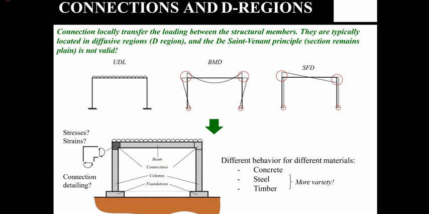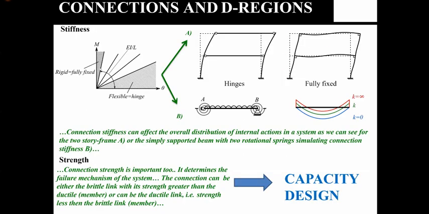Again, the connections could be a concrete connection, a steel connection, or a timber connection. That adds more variety to our structural engineering problems, and they completely behave differently, and the design is different and the detailing is different, right? So when it comes to connections, you classify a connection based on its stiffness and strength, right? If a connection is really stiff, which means really rigid, then you have a continuous load, compatibility, not load path.